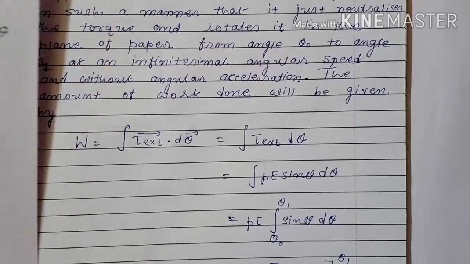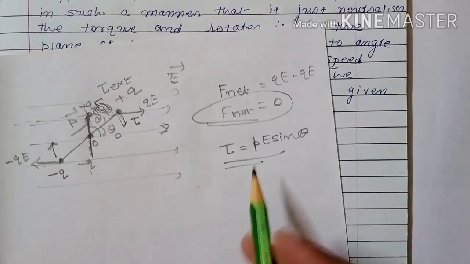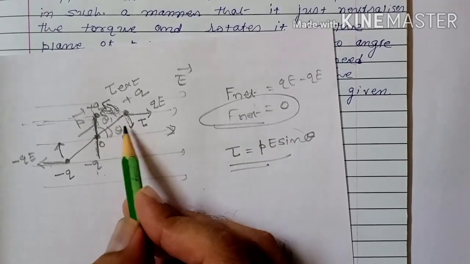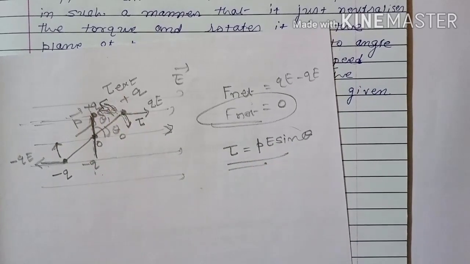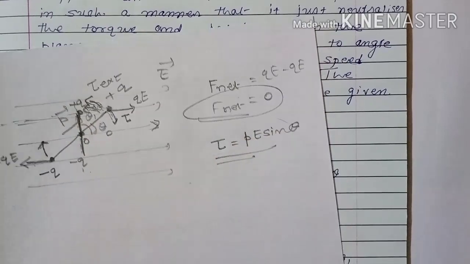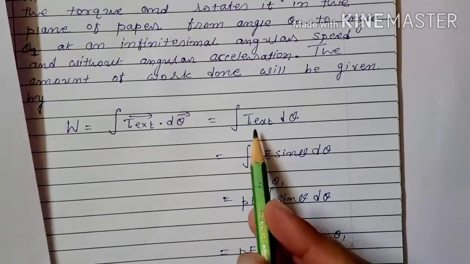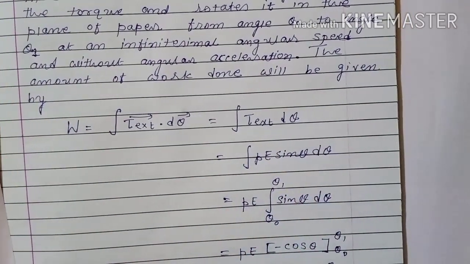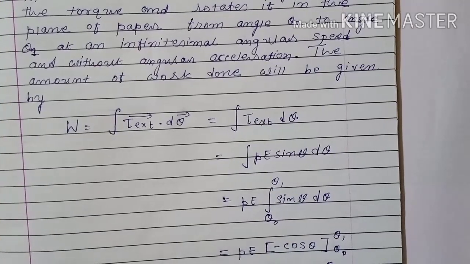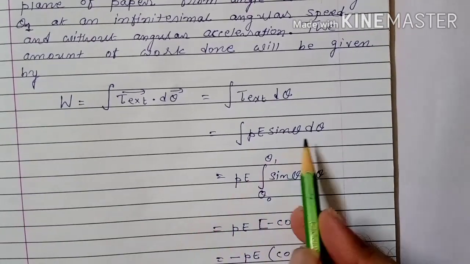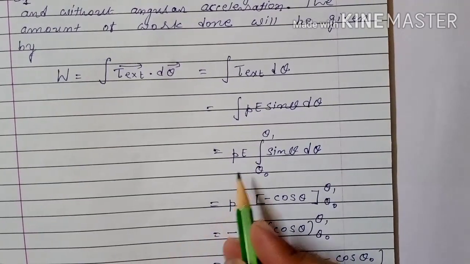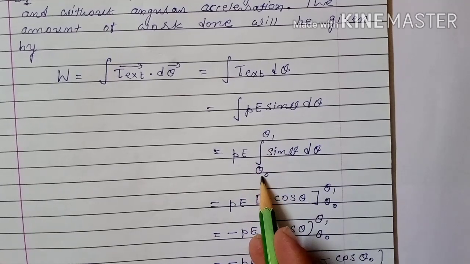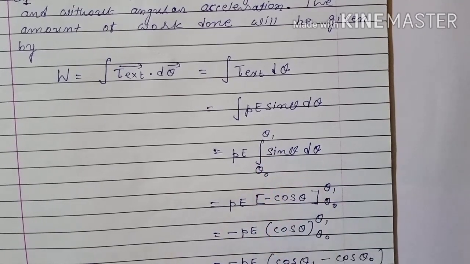But here an equal and opposite torque is applied. The torque due to the electric field is Pe sin theta, and the external torque is also Pe sin theta. So instead of tau external we can write Pe sin theta d theta. Now this is an integration with respect to theta only, so we can take Pe outside the integration. It can be written as Pe integration from theta naught to theta 1 of sin theta d theta.